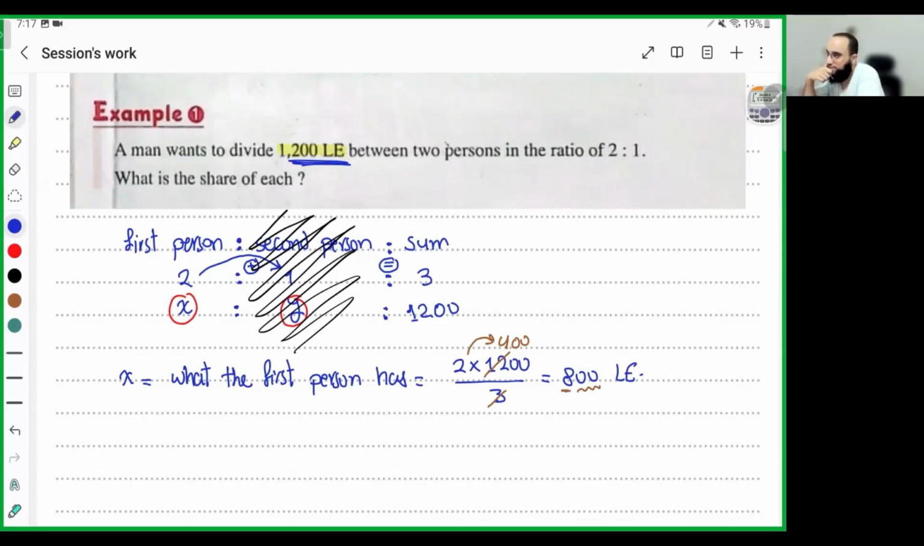We can do it another way. Yes, we can do it by many ways. 1,200 divided by 3 equals 400. 400 times 2 equals 800. So the first person, or x, equals 800. And 400 times 1 equals 400. So the second person, or y, equals 400. Yes, excellent. And this is called the value of the part.